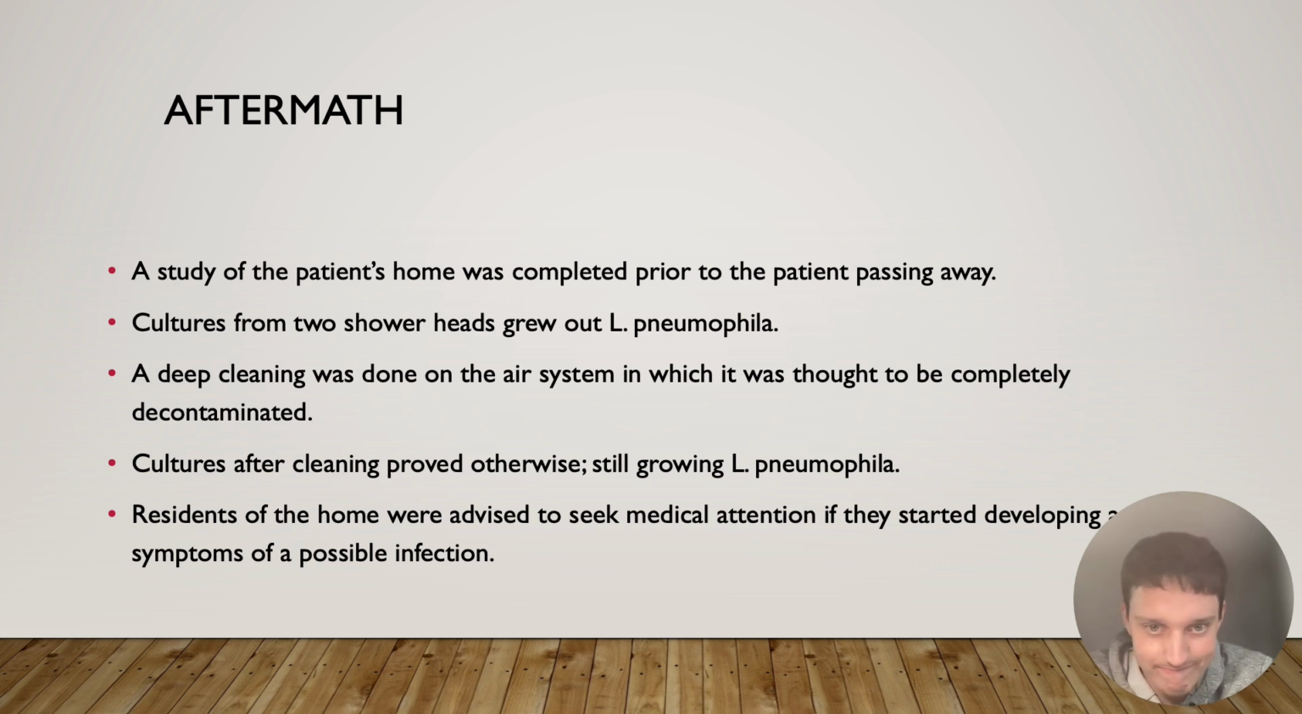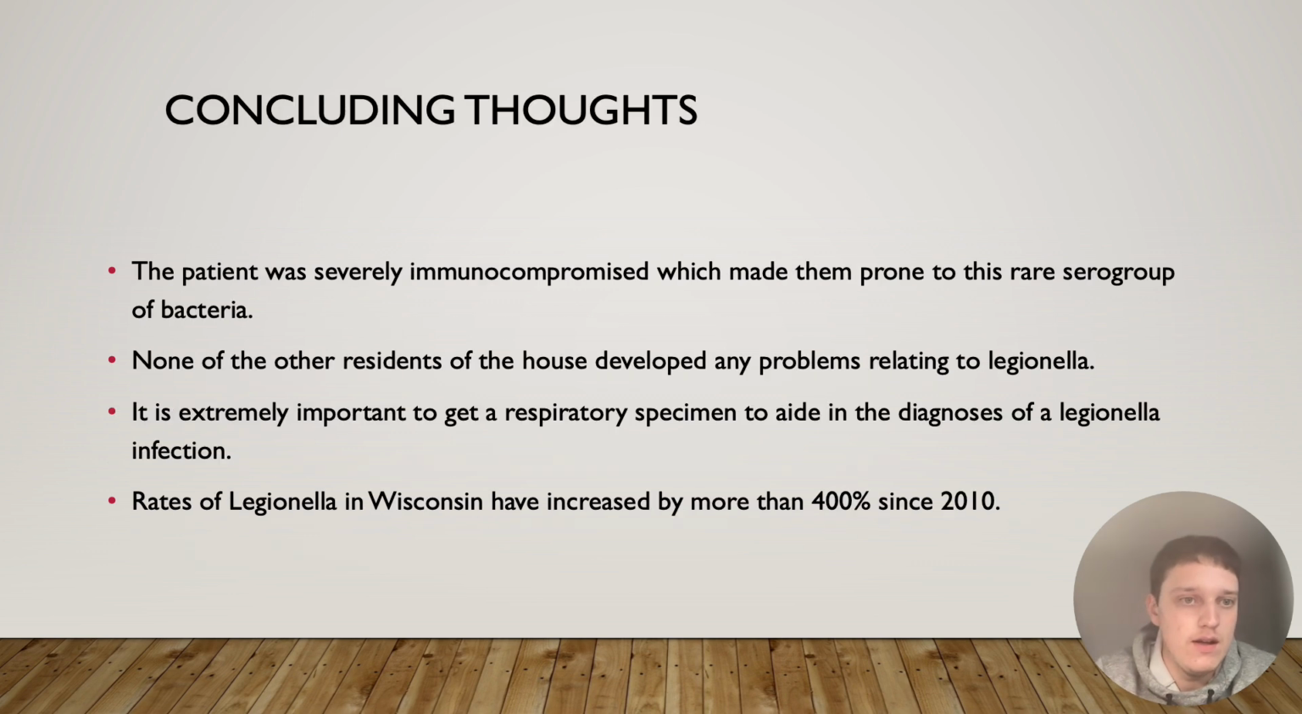Residents of the home were advised to seek medical attention if they started developing any symptoms of possible infection, but none of the other residents of the house developed any problems relating to Legionella. And this goes back to the patient being immunocompromised. He's going to get these types of infections, even in this rare serogroup.